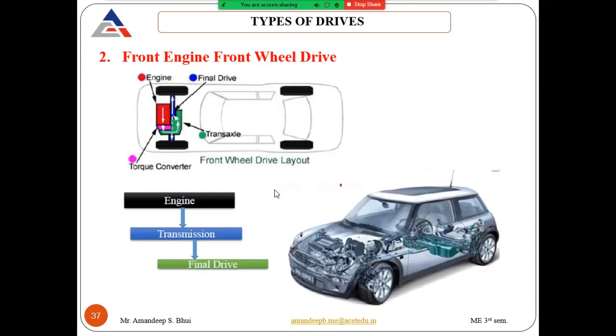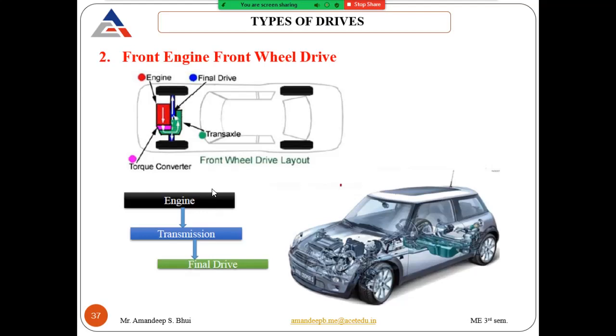The second type of configuration, which is being used more widely for passenger cars nowadays, is front engine front wheel drive. In this case, the engine is also at the front, and the clutch, the transmission and the differential, everything is at the front axle. So the rear axle is free. The rear tires are only followers. The front tires act as the driving wheels, and they are also used for steering.